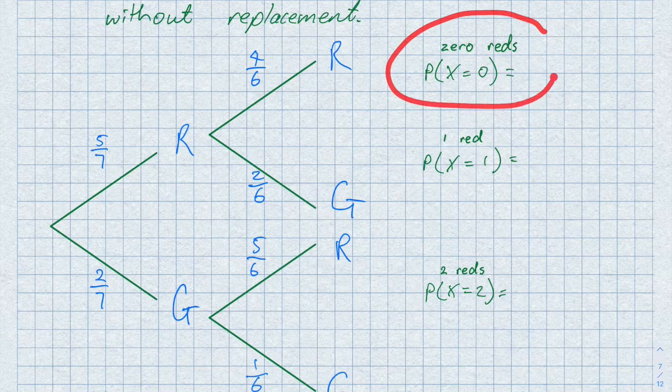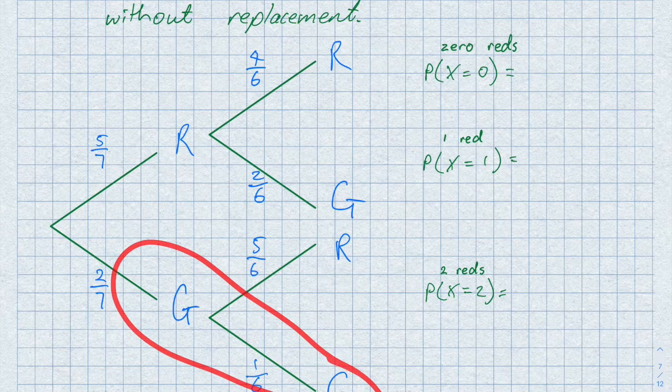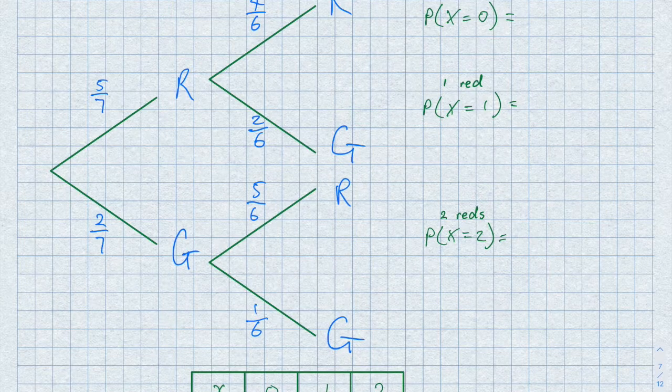So the chances of 0 reds, well, that's got 2 reds, this has a red, this has a red. This is the only line here with 0 reds. So I just need to multiply these. That's 2 times 1 over 6 times 7. So 2 on 42. I could also simplify that to 1 on 21.